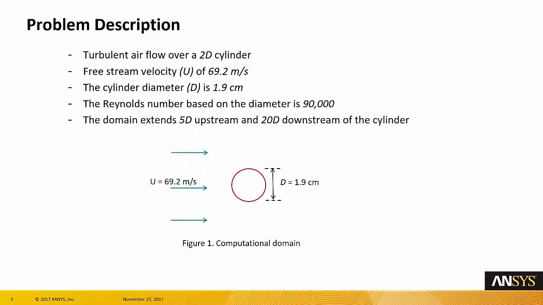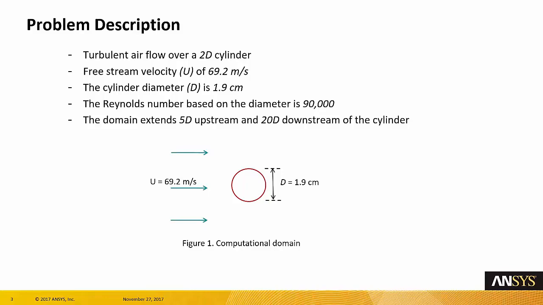This is the problem description. We have a turbulent air flowing over a 2D cylinder with a diameter of 1.9 centimeter, and we know that the free stream velocity is 69.2 meter per second, which will result in a Reynolds number of about 90,000. The domain extends 5 times diameter upstream and 20 times diameter downstream of the cylinder.